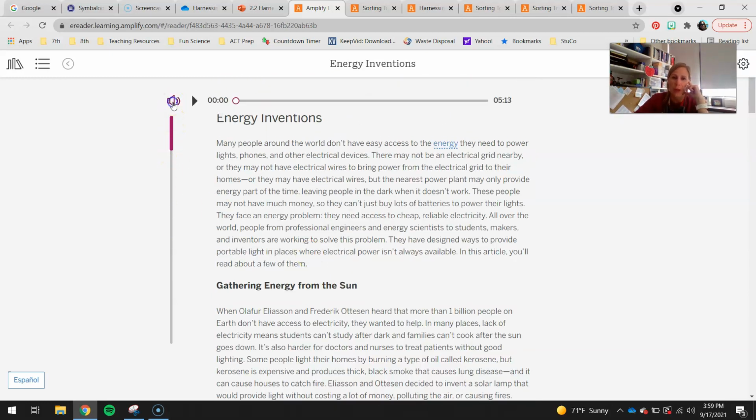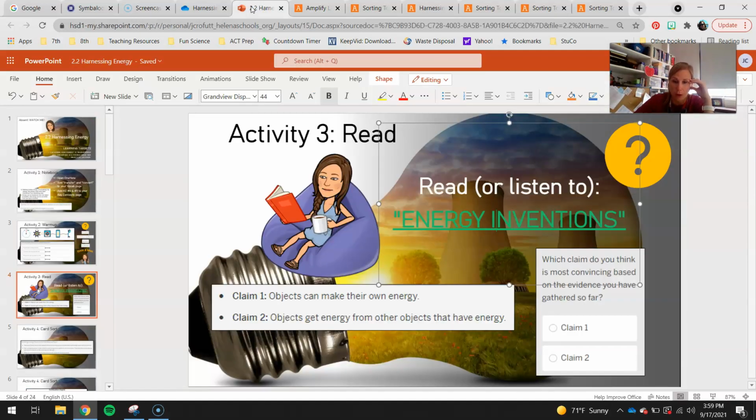Remember too that with Amplify, one great feature is that it will read the article to you guys. So you can go ahead and click the speaker and then hit Energy Inventions. And Amplify will read the article. So you could either read it, or you could listen to it, or you can listen to it while you follow along and read it. However works best for you, but I do expect you to take the time to read those articles.